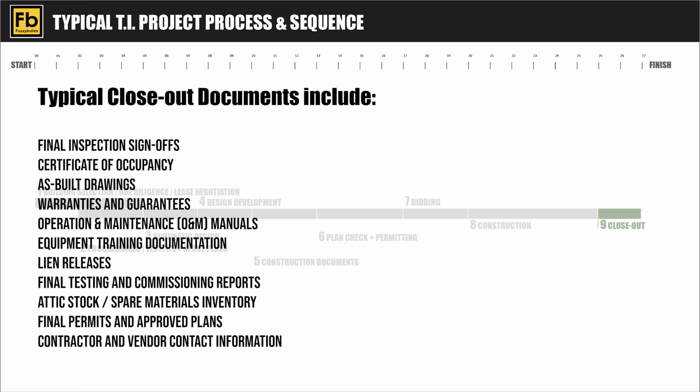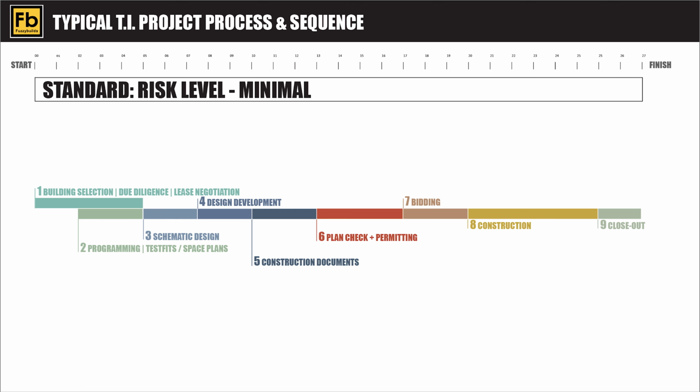These documents can include inspection reports, lien releases, as-built drawings, warranties, operation and training manuals, and any other documents needed for the client to successfully operate and maintain the space after the project team has left. Now, this is the standard sequence. All of these are the typical phases.